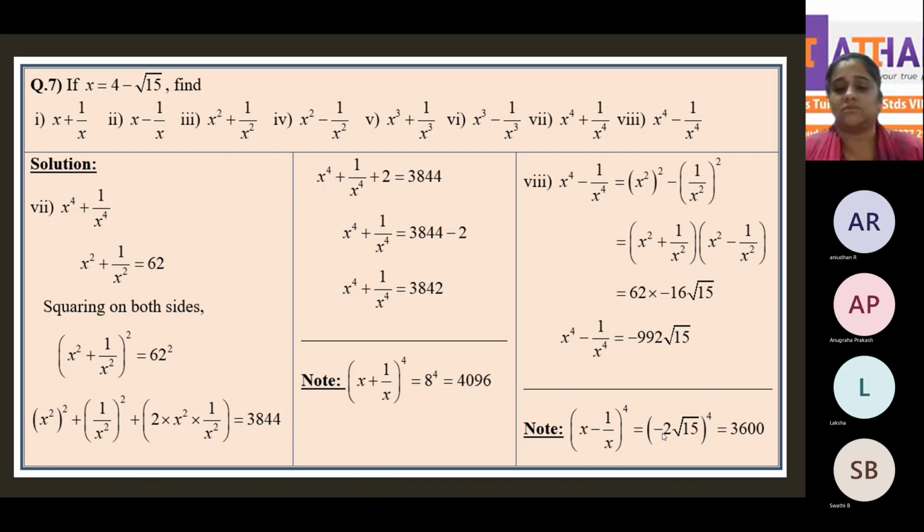All right, online students. I've given a very important note below here. See, these two are not equal: x to the power 4 plus 1 by x to the power 4, and x plus 1 by x to the power 4. They're not the same. So when I share the slides, go through the answers very carefully.